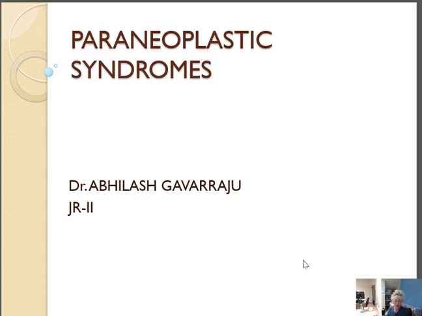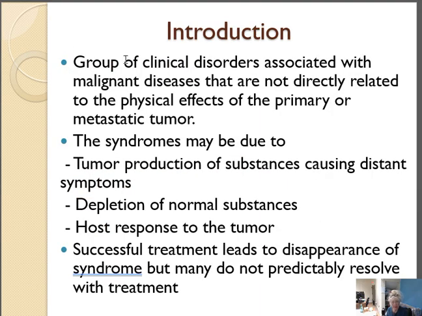So hi everyone, today we are going to cover paraneoplastic syndromes. Basically, these are a group of clinical disorders associated with malignant disease. They're not directly related to the physical effects of the primary or metastatic tumor, but they may be due to tumor production of substances causing distant symptoms, similar to multiple endocrine neoplasia type 1 and type 2. So basically, there's a depletion of normal substances, and it's the host's response to a tumor.